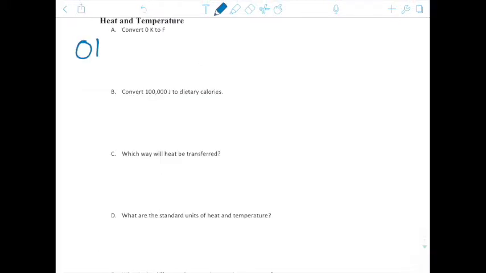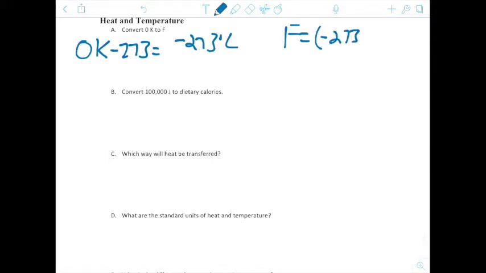So 0 Kelvin, to get it to Celsius, we just subtract 273. And 0 minus 273 gives us negative 273 degrees Celsius. And then to go to Fahrenheit, we use the equation Fahrenheit equals our Celsius temperature, which is negative 273, times 9/5 plus 32. And we get a negative 459.4 degrees Fahrenheit. Next, it says convert 100,000 joules to dietary calories.